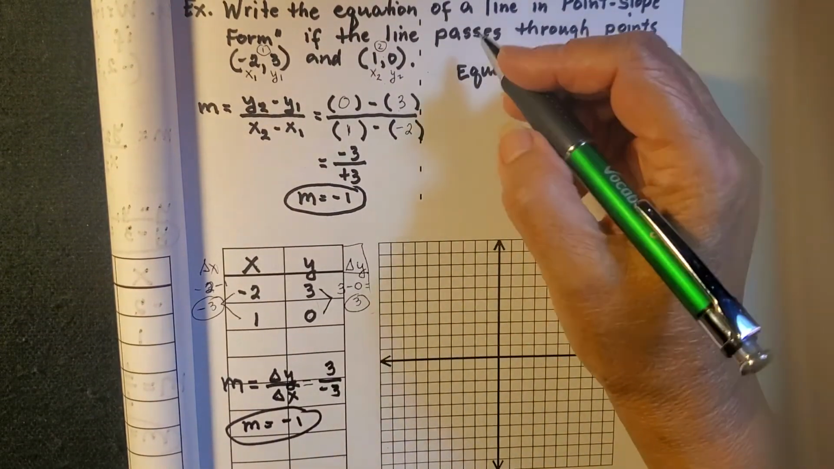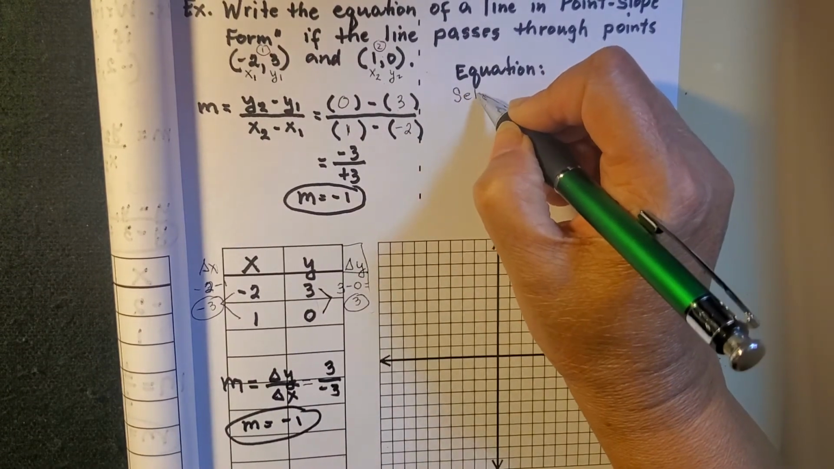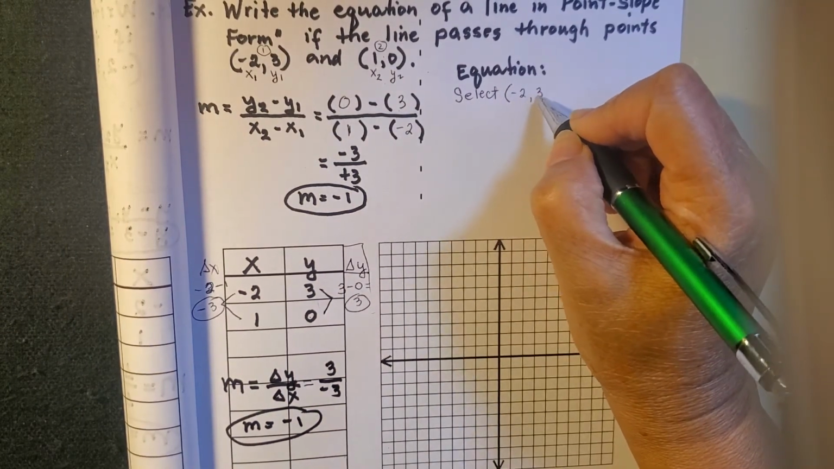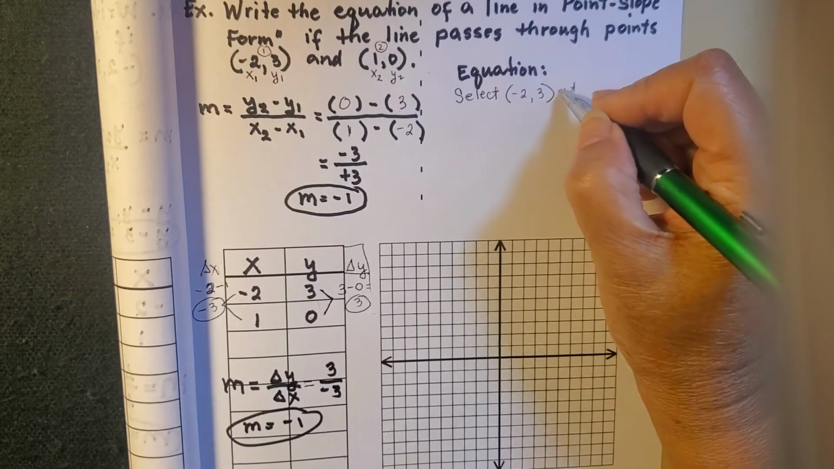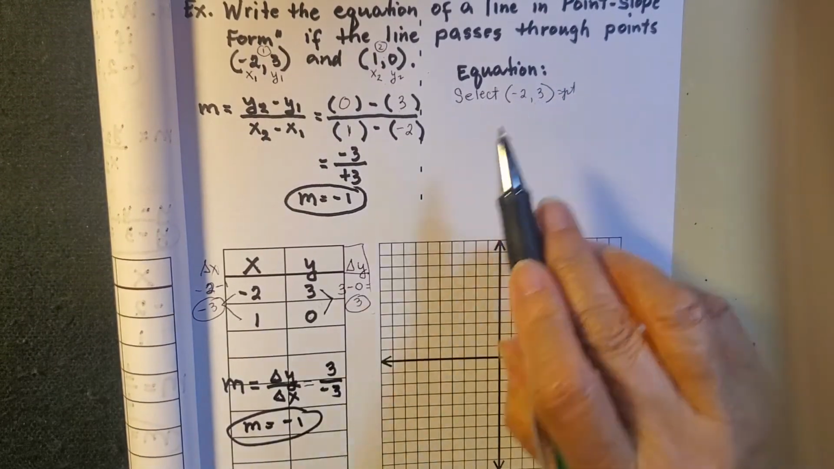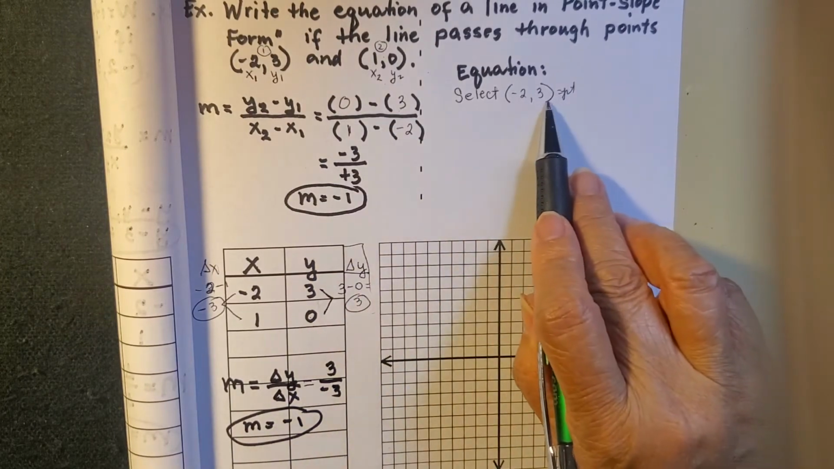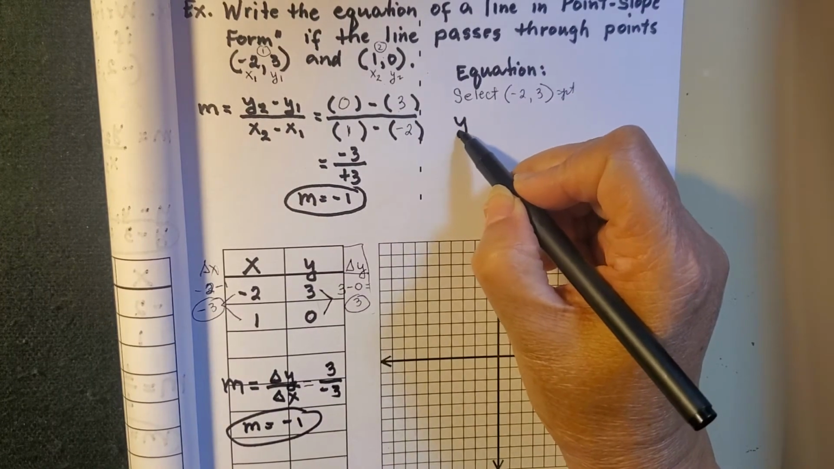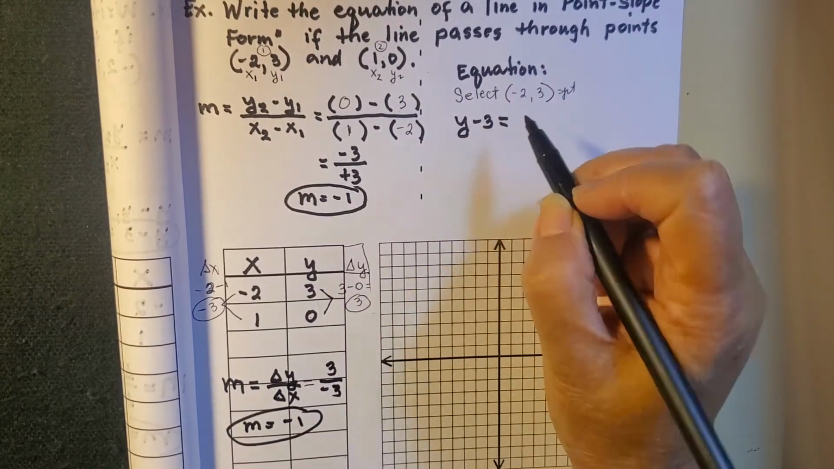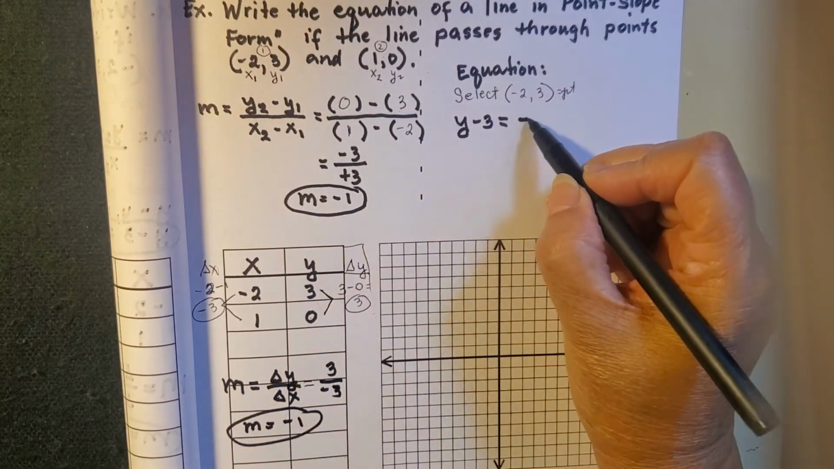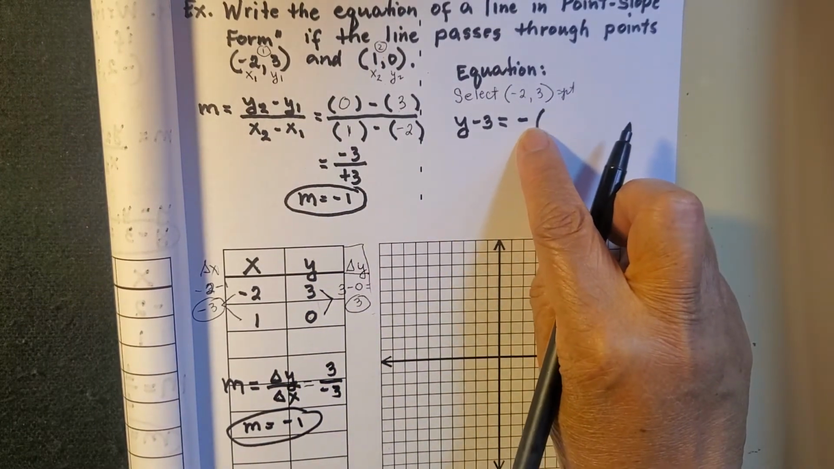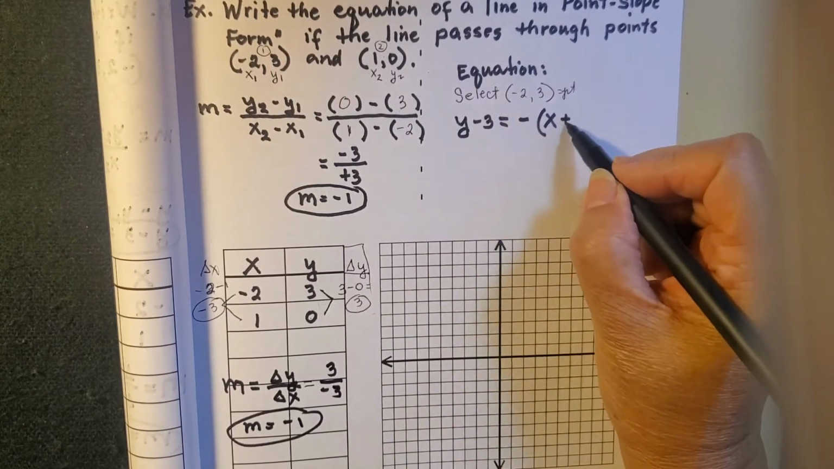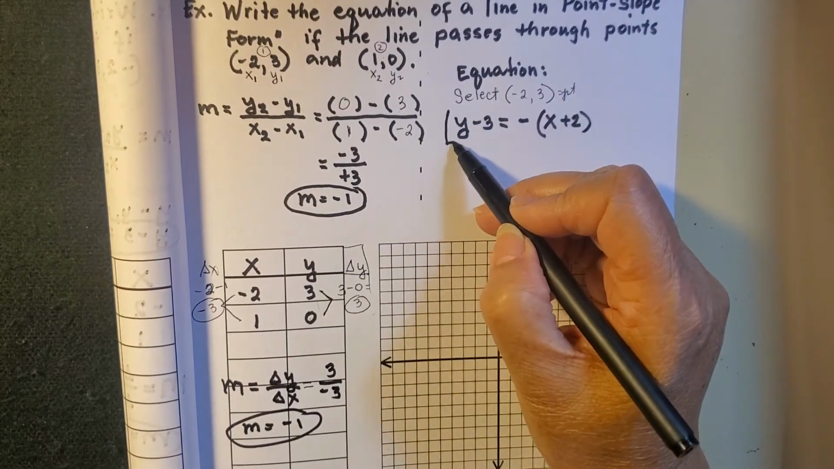I can do two equations. If I select negative 2, 3 as my point, I have a point and I have a slope, so I can do the point slope form of the equation. So therefore my equation will be y minus 3. The slope is negative 1, so I just put a negative here. I know there is an invisible 1, and x minus negative 2 will be plus 2. This is my answer.